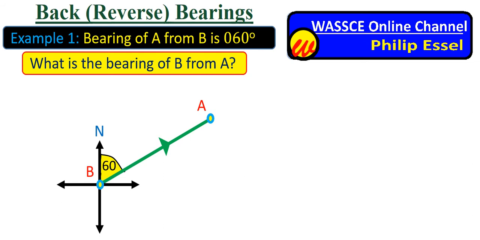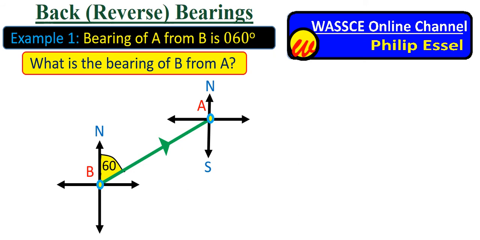Now, the second part of the question asked us to find the bearing of B from A. So what this means is that at position A, we're going to turn backwards and move towards point B. This is a clear example of back or reverse bearing. To be able to do this, we would have to draw another cardinal point at the position A. So let's quickly do that.